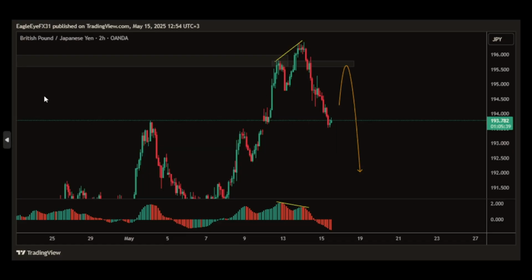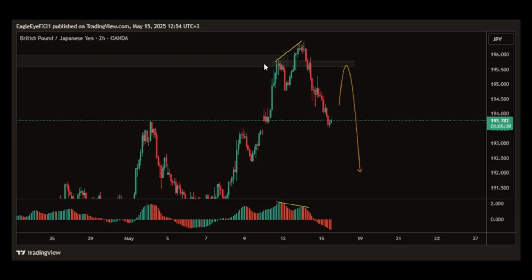I want to start with this setup that I shared. This is a GBPJPY. You can see the market was on an uptrend, right? You can see higher highs and higher lows, higher highs and higher lows, higher high. So there was actually a structure over here.